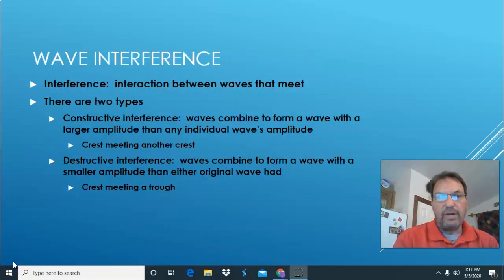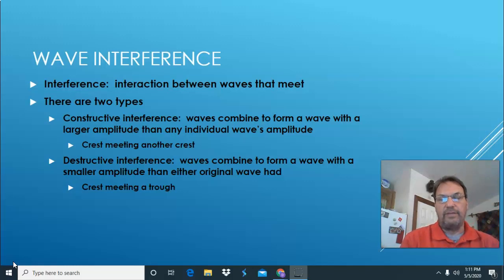Okay, next we're going to talk about wave interference. And I think all of us know what interference means. I think in football, if someone's going out for a pass and the defender gets in the way before the ball gets there, everyone hollers, interference, interference. And that's just when two things have met, there's going to be an interaction that takes place. And that's the same thing that happens with waves. And there are two types of interference. There is constructive interference and destructive interference.